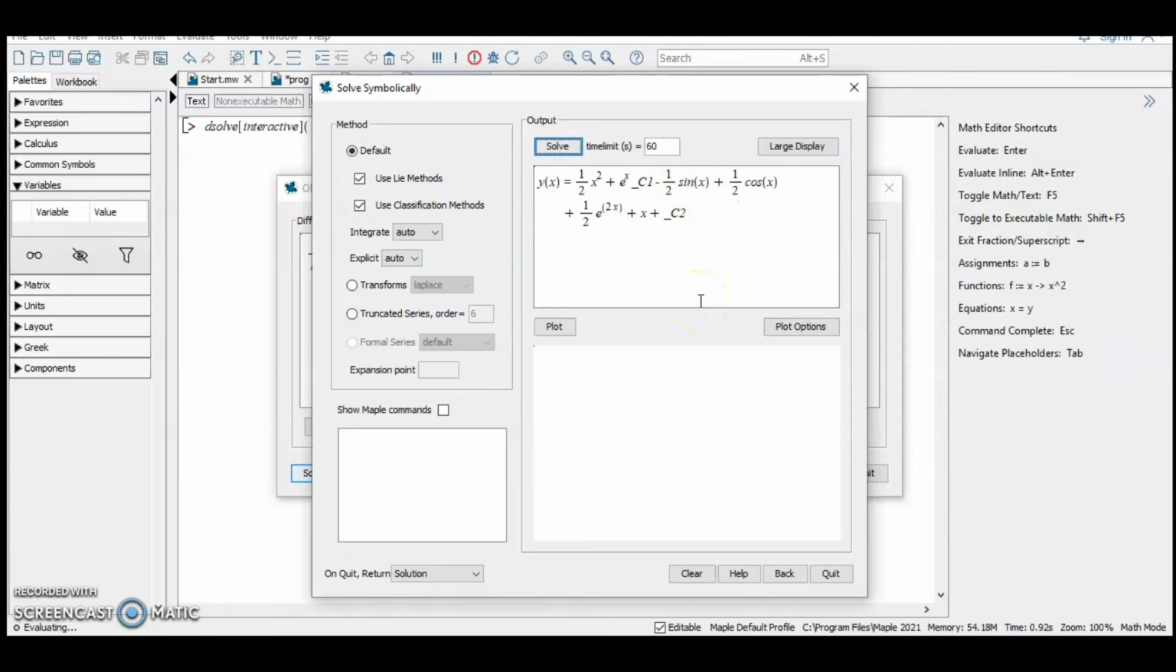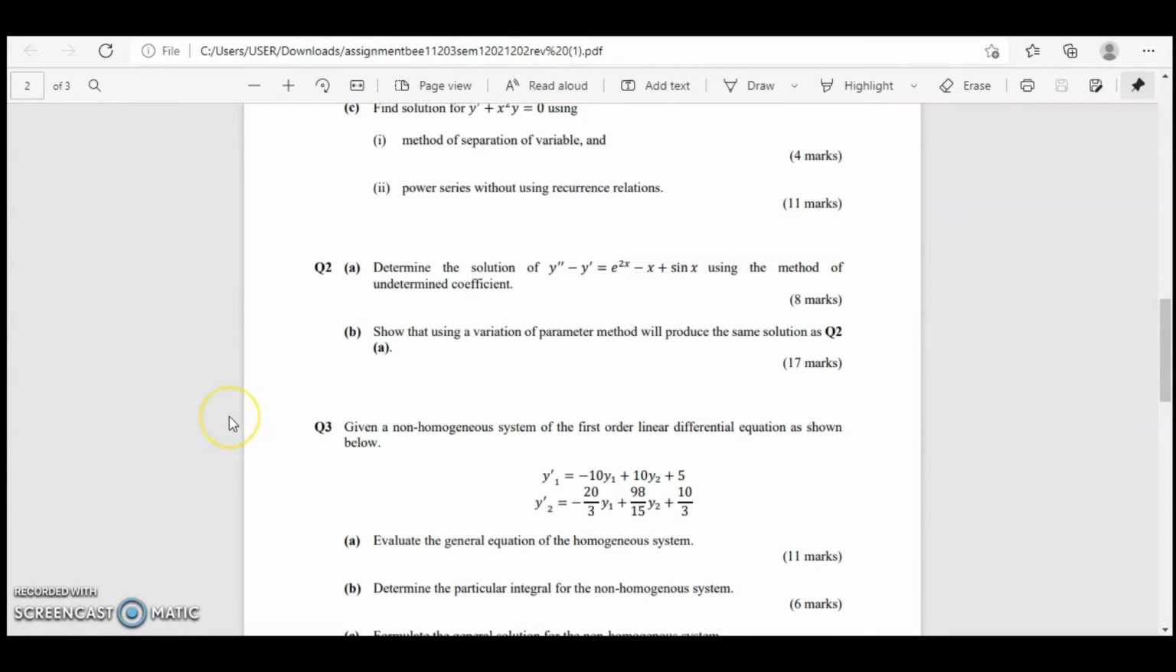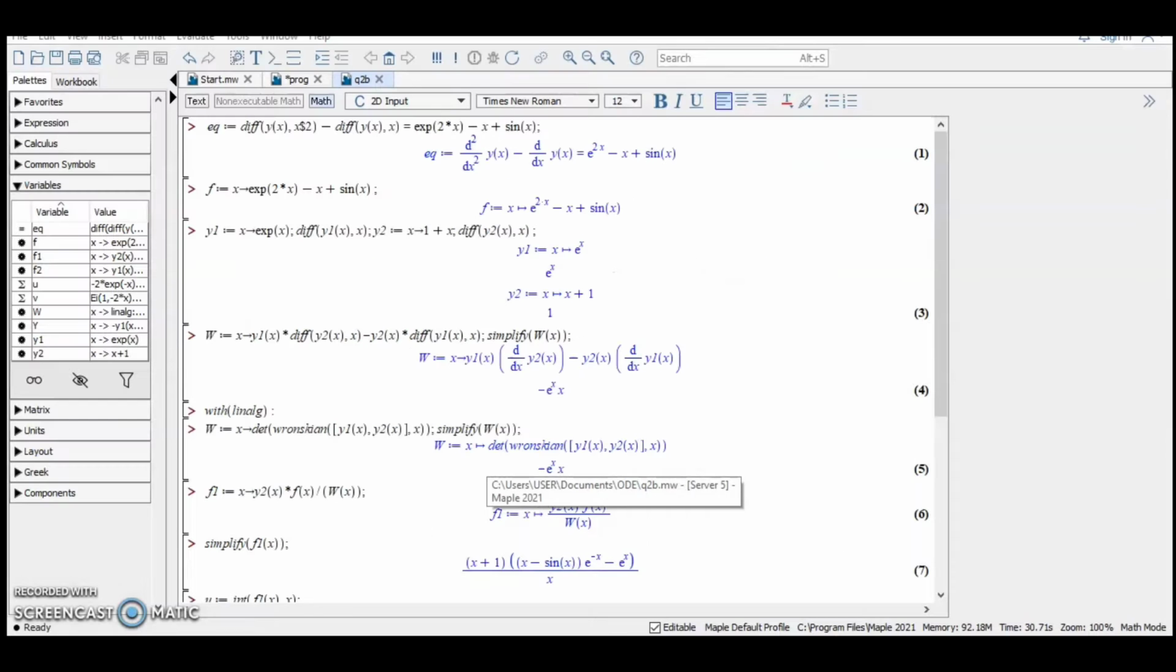So moving forward to question 2b. Now I will explain question 2 part B. Show that using the variation of parameters method will produce the same solution as Q2. So the equation is y double prime minus y prime equal to e to the negative x plus sin x. I'm going to use Maple.